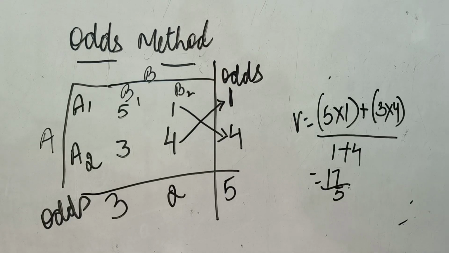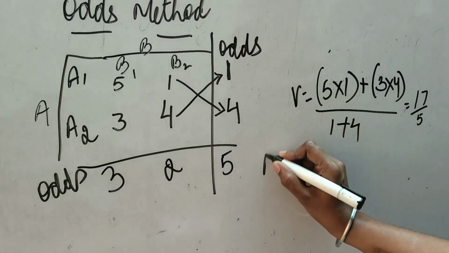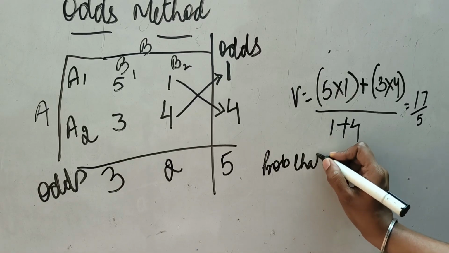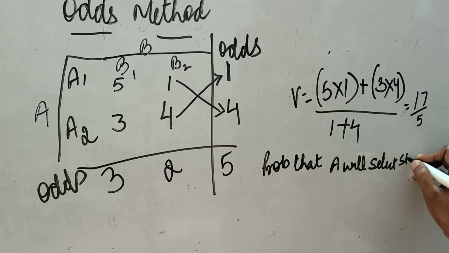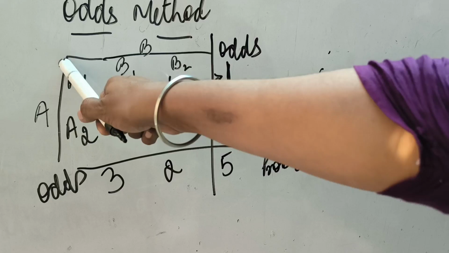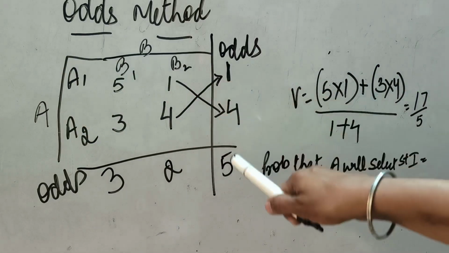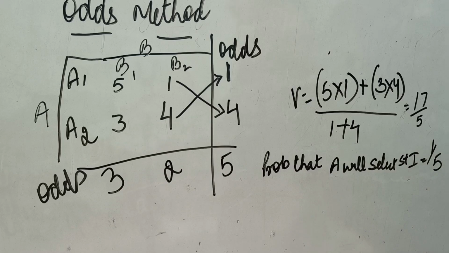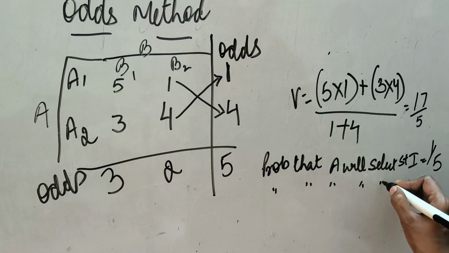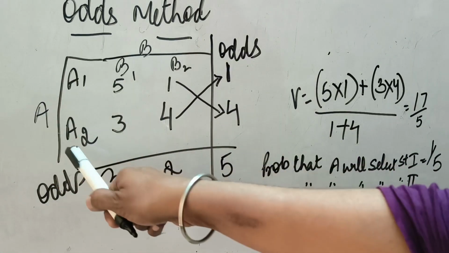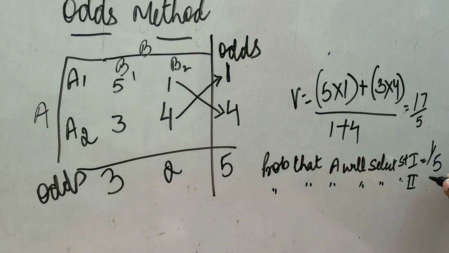Now we have to see what the strategies are. That is, what is the probability that A will be selecting the first strategy and the second. Now you will write the probability that A will select strategy number 1. A will select A1 strategy. The probability is 1 out of 5. So this is the first probability that A will be selecting the first strategy. Probability that A will select strategy number 2 is 4 by 5. So these are A's probabilities.